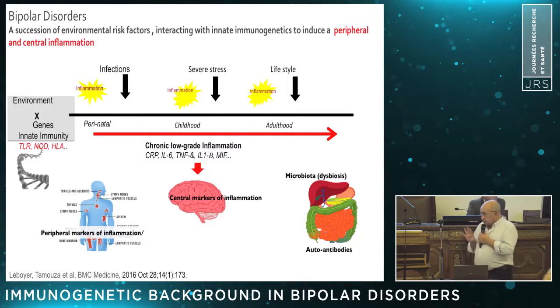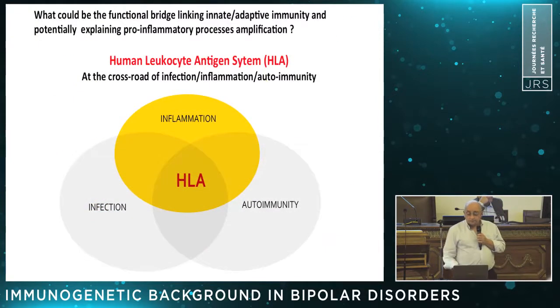Just to summarize the situation after our thinking, our findings, and after our hypothesis, bipolar disorder can be considered as a series of stresses during life. If this stress appears in an immunogenetically susceptible background, this will lead to an inflammatory process, and this inflammatory process may further promote autoimmune disorder. At this stage, the question also is what could be the functional link between innate and adaptive immunities, potentially explaining pro-inflammatory process amplification.